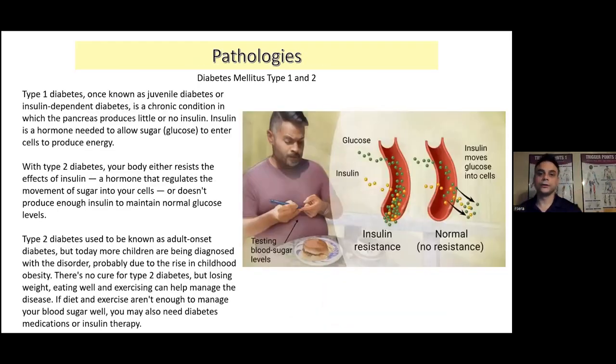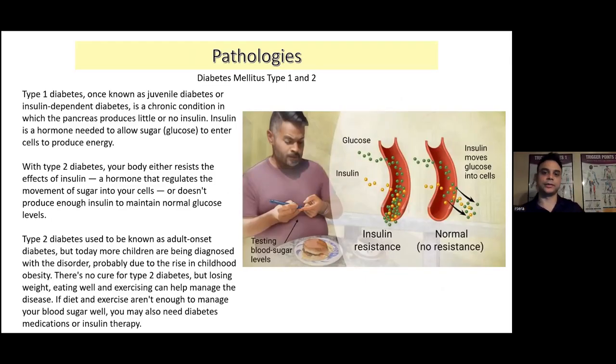So our first condition of the endocrine system is diabetes. Before we say cause, there are two different types of diabetes, type 1 and type 2. Type 1 diabetes is typically something you're born with, or you develop it as a child. Type 1 diabetes is what we call basically insulin dependent diabetes.